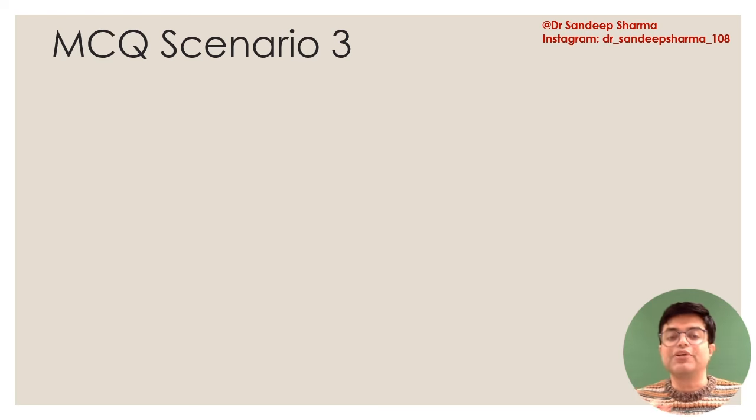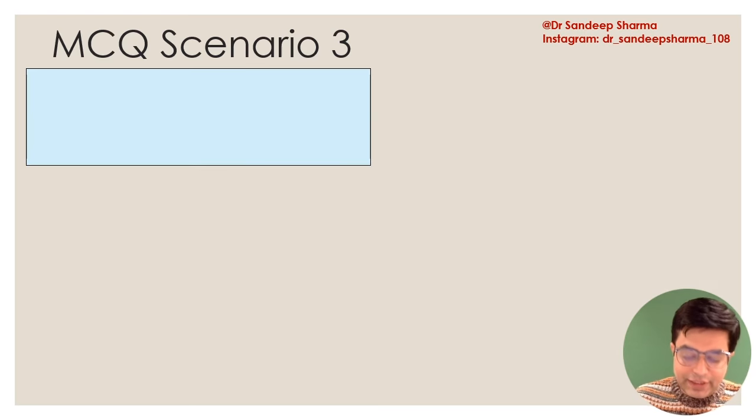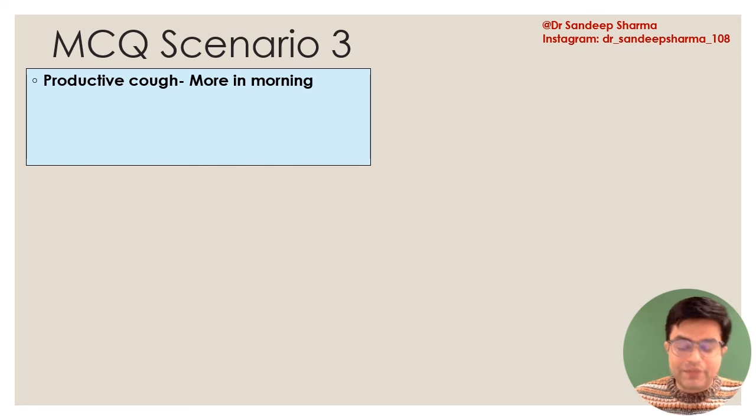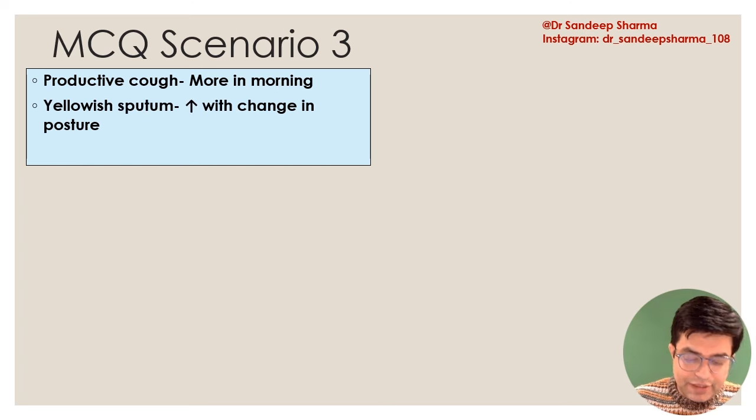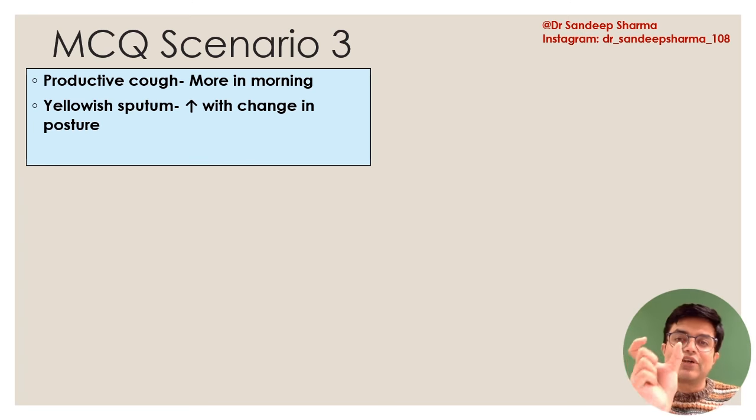Question MCQ scenario number 3. Now examiner will say there is a adult patient who's having productive cough. Cough is more in the morning hours, right? And there is yellowish sputum which increases with change in posture. तो क्या हो रहा है कि overnight there is increased production of sputum, productive cough. वो sputum accumulate हो रहा है and posture change होने से and getting up in the morning that is coming out. So something causing dilatation of the airway where sputum is getting collected. That is the clue. That is what this means. देखो हर लाइन का मतलब होता है.